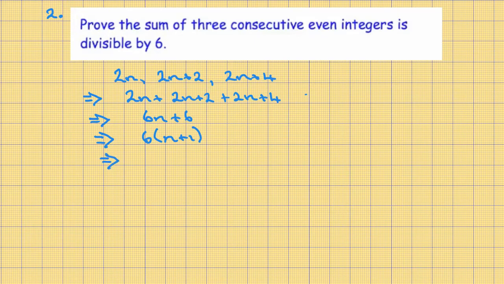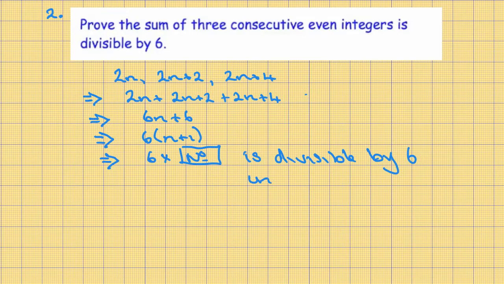Therefore, 6 times a number is divisible by 6, in the 6 times table.